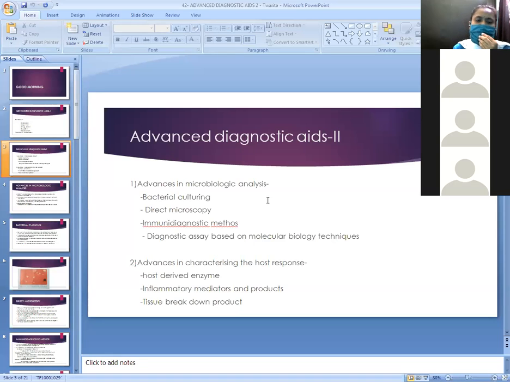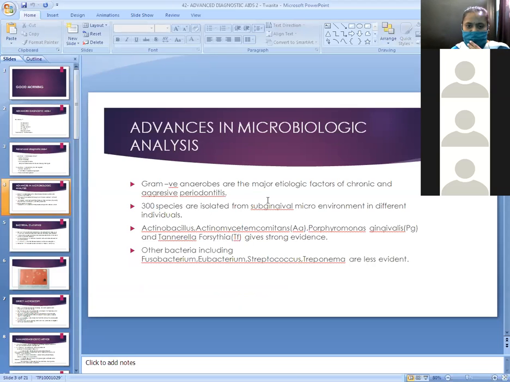Microbiological analysis can be done with the help of culturing and direct microscopy. You can find microorganisms through direct microscopy, and immunodiagnostic methods are also there. Diagnostic assays based on molecular biology, as I have told you, and host-derived enzymes are also there, which we can find. These enzymes are nothing but proteins which are released when cell death takes place, or sometimes the cell may release some enzyme. So these are the host-derived enzymes. Then there are inflammatory mediators like cytokines and other products, then tissue breakdown products. Okay, so we are going to discuss this today.